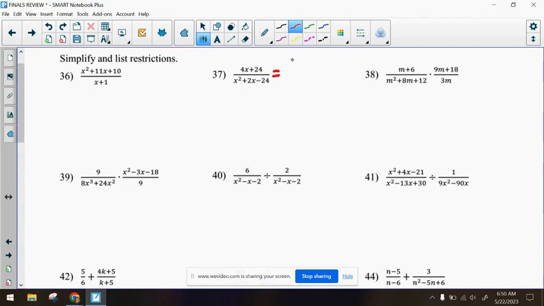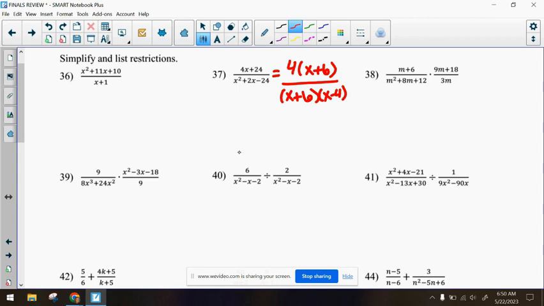In the numerator, 4 is the GCF, so I'm going to take out that 4. Left over is an x plus 6. In the denominator, I've got X method, where I'd be looking for numbers that multiply to be negative 24, that add to be 2. Those numbers are 6 and negative 4. So I'm going to have x plus 6 and x minus 4.